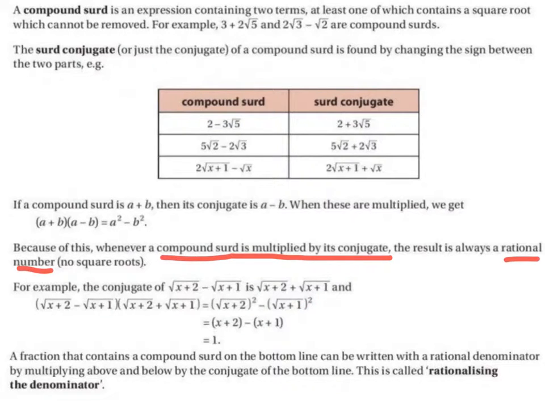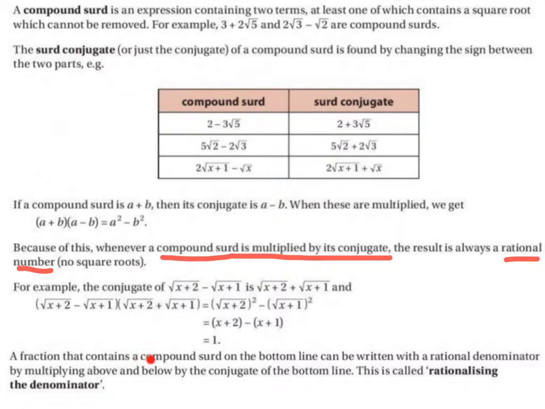Now, if we want to square the square root of x plus 2, well, the square root and the squared part will just cancel each other out, leaving us with x plus 2. And if we want to square the square root of x plus 1, again, they will cancel each other out, the square root and the squared, leaving us with x plus 1. And x minus x just cancels, and 2 minus 1 leaves us with 1.